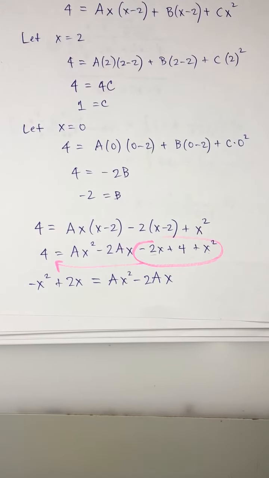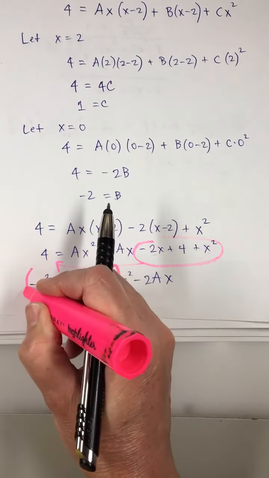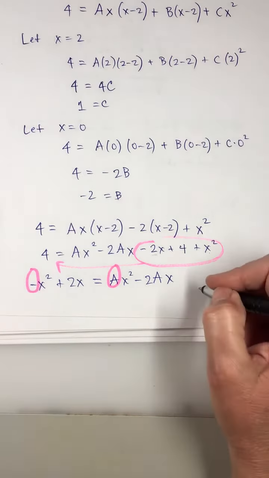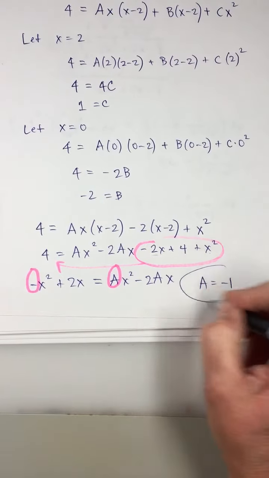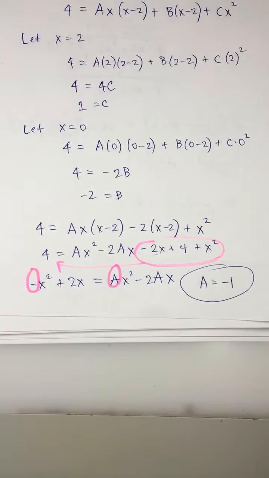And I'm going to look at that and say a is negative 1. Look right here. Ax squared, they got to be equal to negative x squared. So a equals negative 1. And you could maybe double check that by even checking these coefficients.